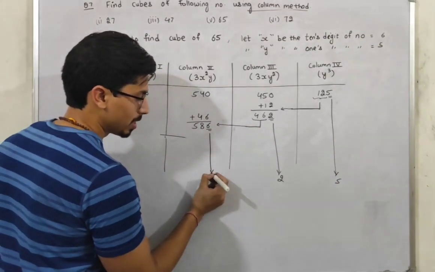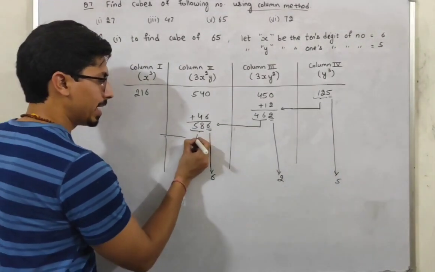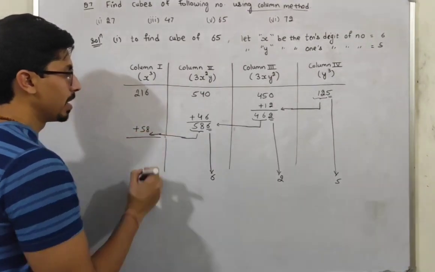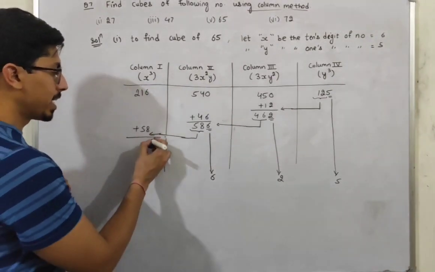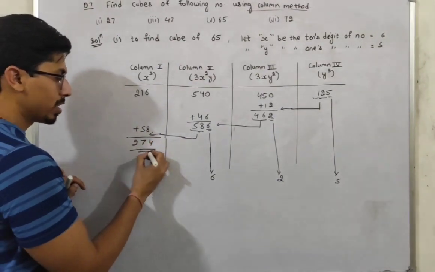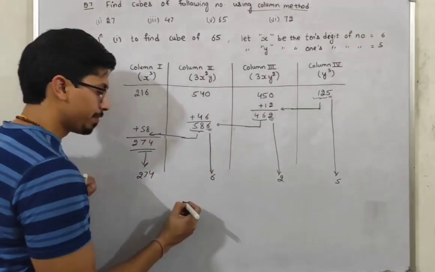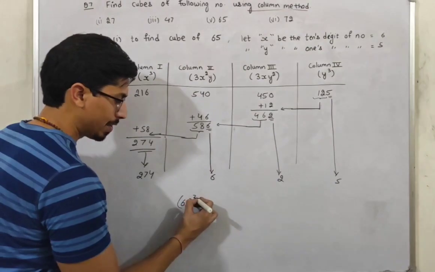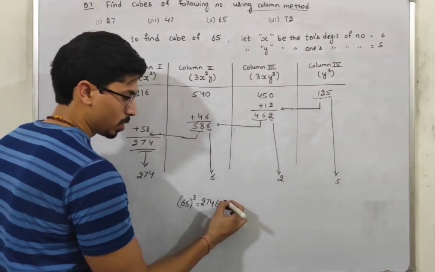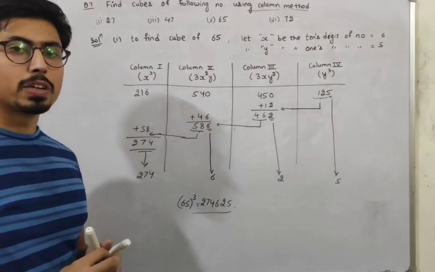So just put this 6 here. Remaining number is 58. Now just take this 58 and add it here. If I just add them, it will be 8, 6, 14, 1, 5 and 6 and 7 and 2. It will be 274. So just write this 274 here. Okay. So the cube of 65 will be 274,625. So this is the cube of 65.